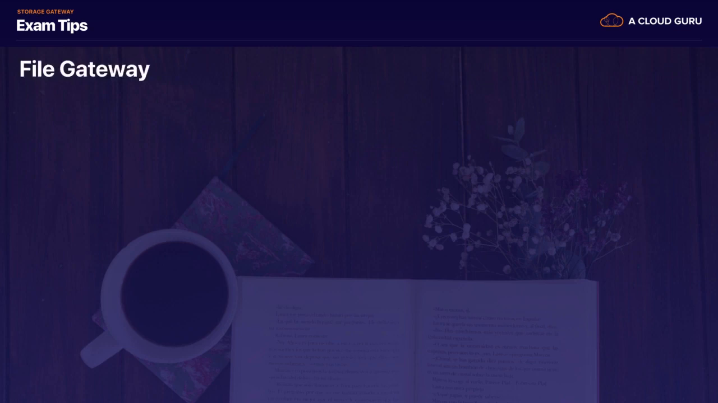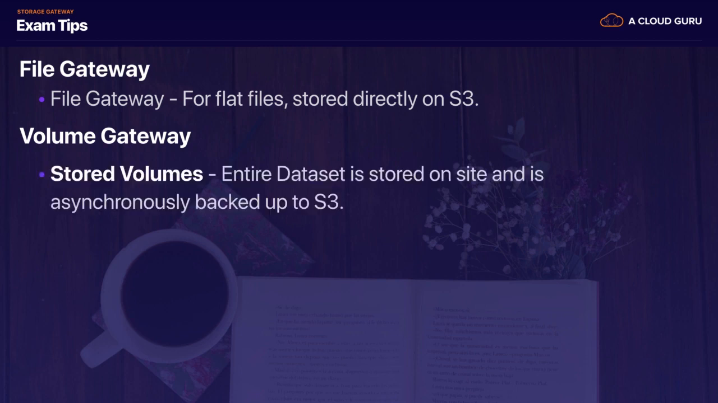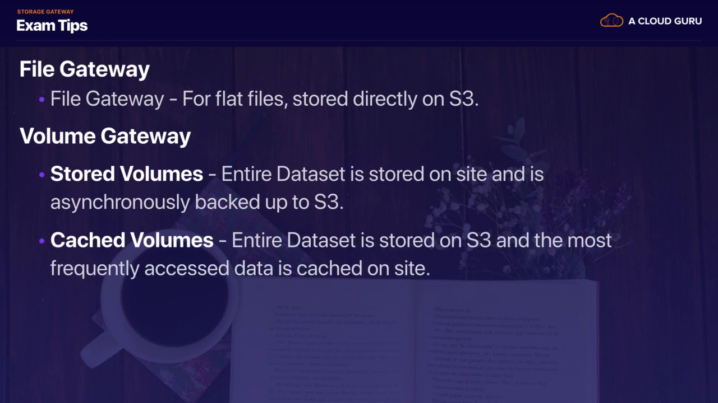So what are my exam tips? Well, we've got File Gateway. This is NFS, and it's for flat files, and it's going to be stored directly on S3. We've got Volume Gateway, which is using iSCSI, and it consists of two different volumes. So we've got stored volumes. Stored volumes is your entire data set stored on S3.